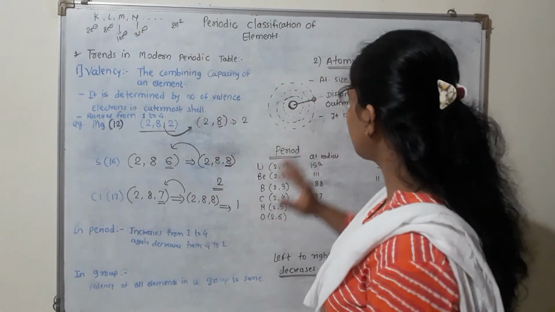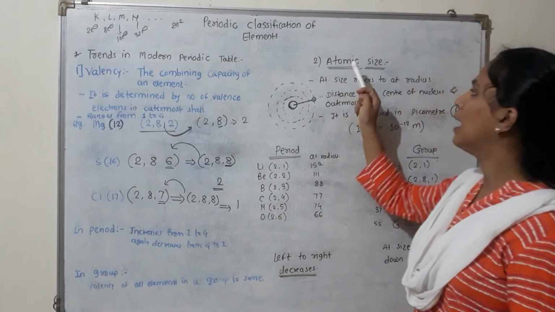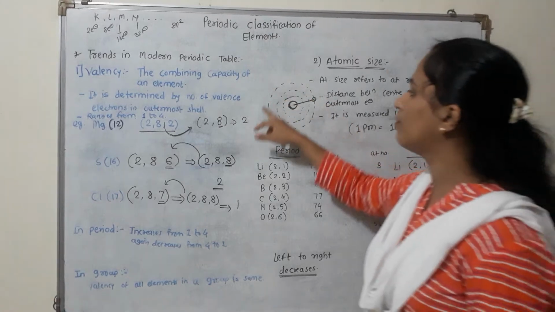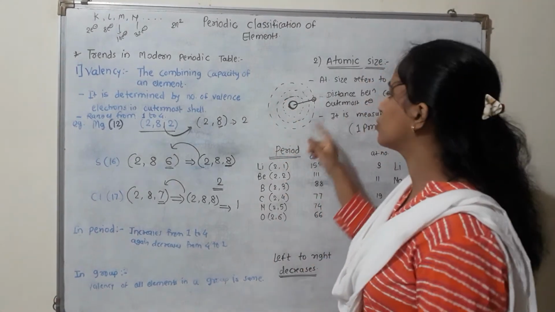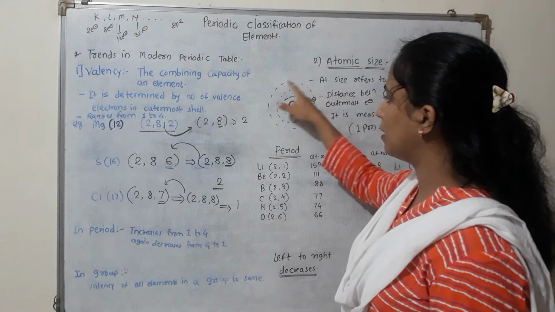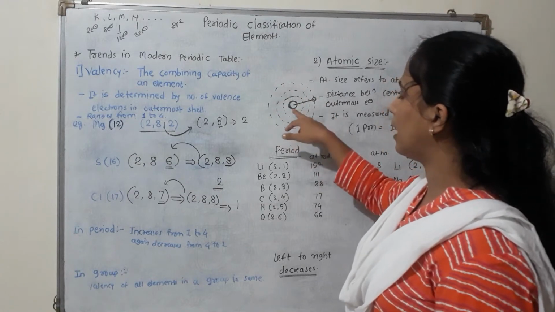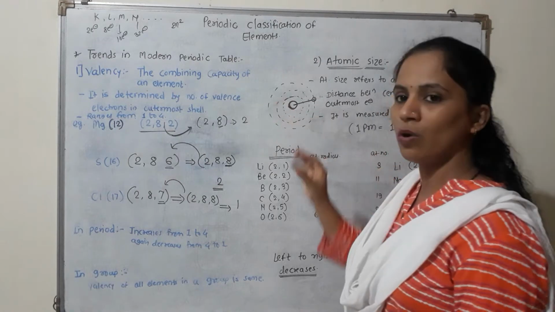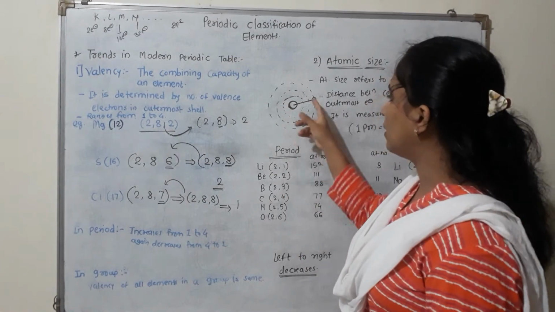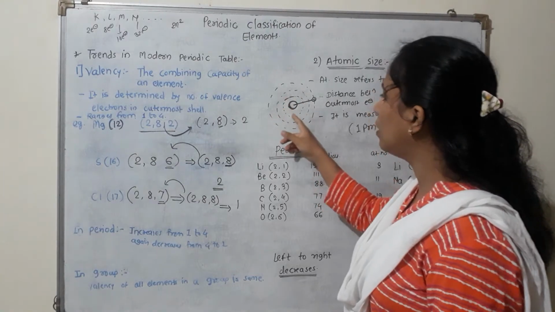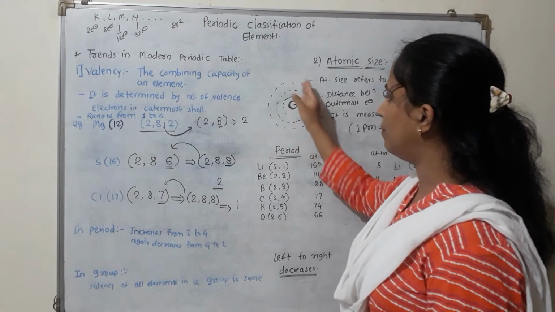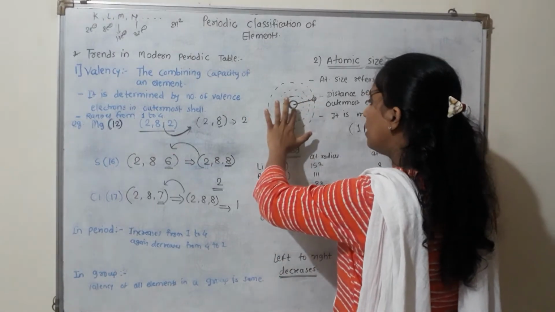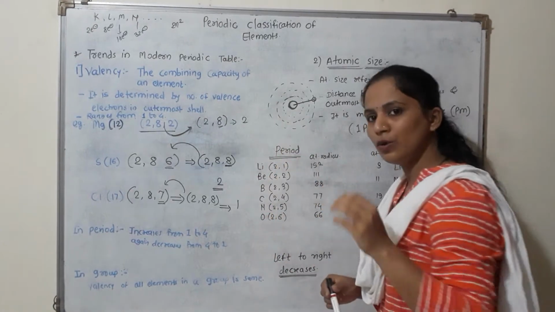This is valency. Now we are going to study atomic size. So what is atomic size? We have studied the structure of the atom in a previous standard also. What is the structure of the atom? An atom is normally spherical, circular in shape. At the center the nucleus is there. In the nucleus protons and neutrons are present, and electrons revolve around the nucleus in different orbits.